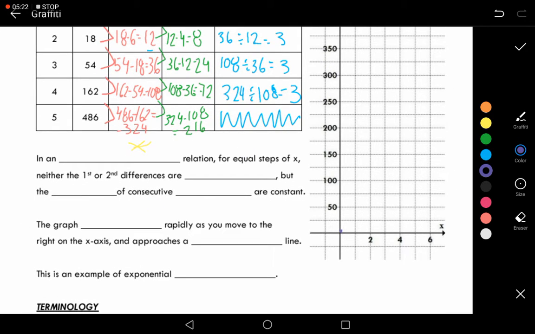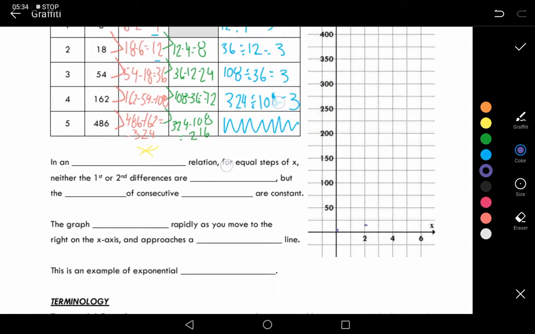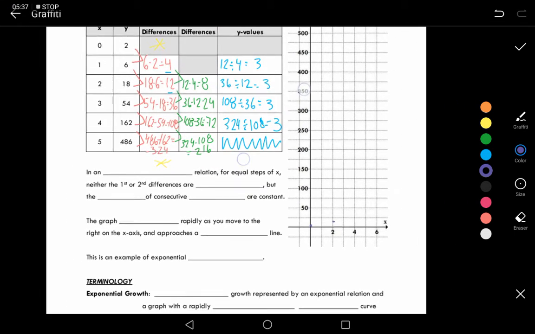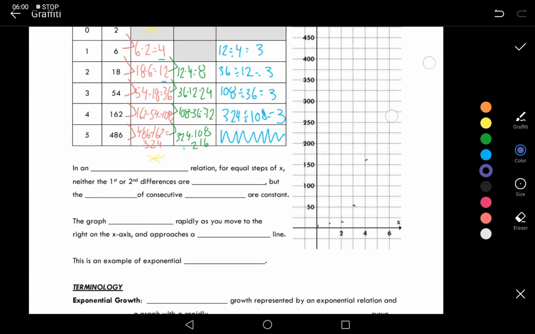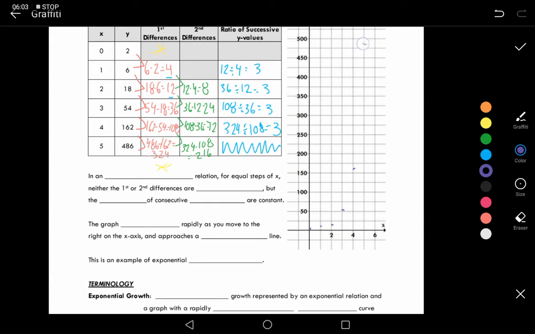2, 18. So here we're going up by 25. So we'll be, I don't know, somewhere in there. It's not going to be perfect. 3, did I miss 1? Yeah, I did. 1, 6. It's going to be somewhere close to the other one. 3, 54, so just above that 50. 4, 162, so just above the 150. And 5, 486. So all the way up here somewhere.